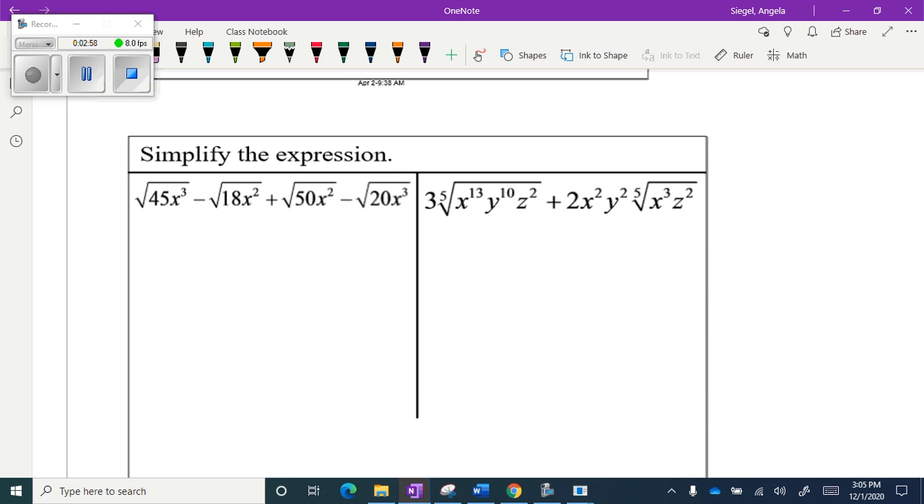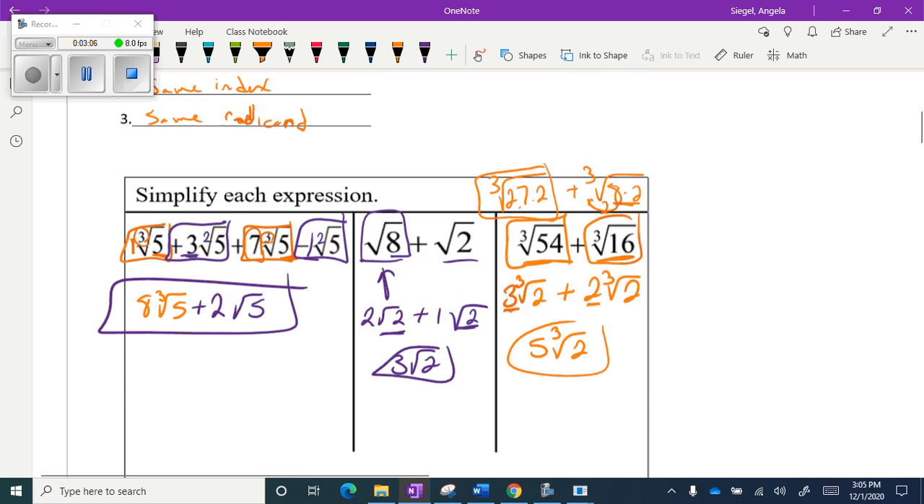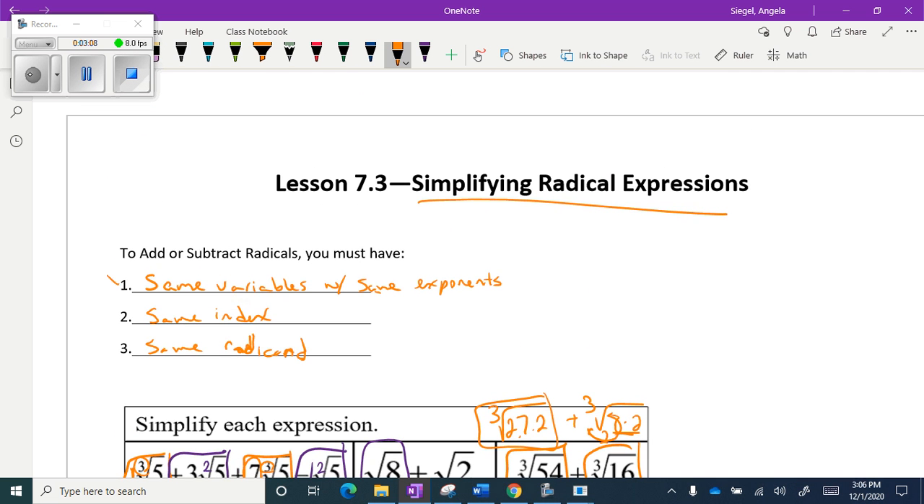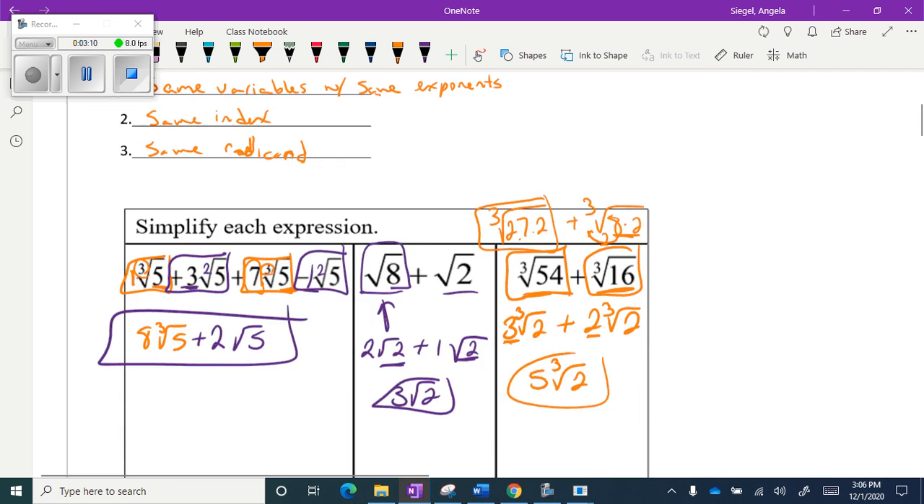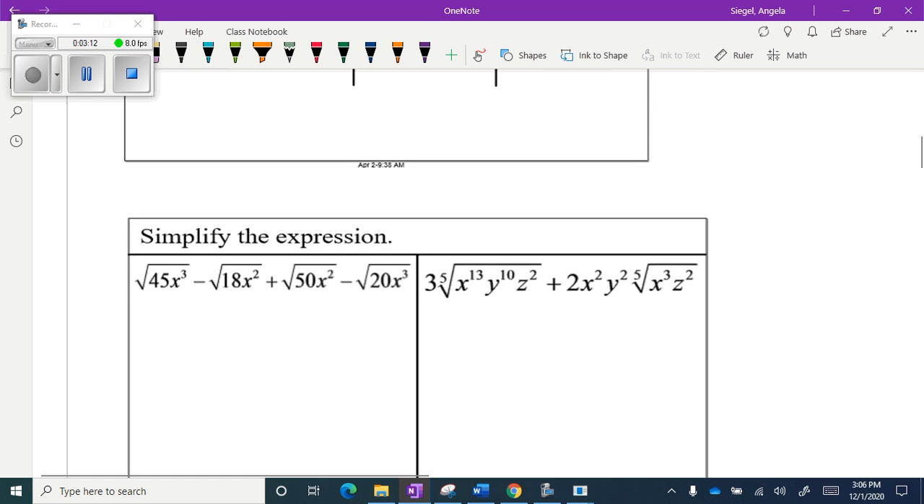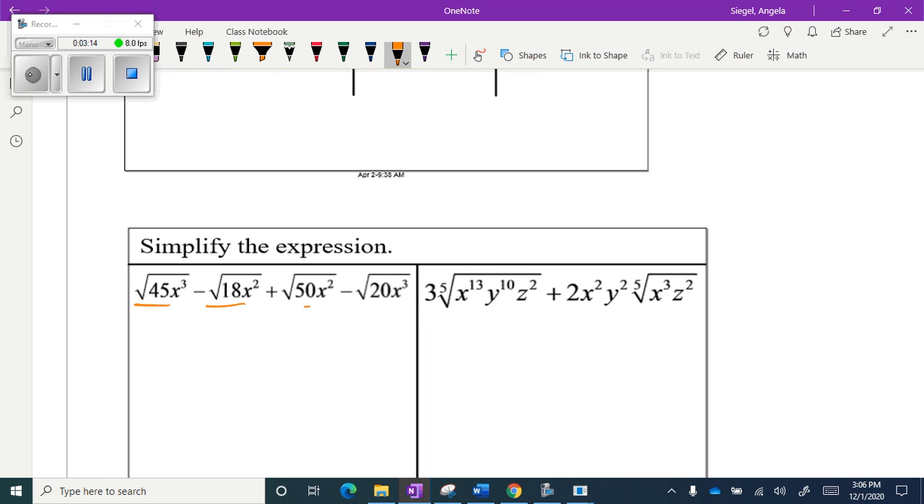Okay, so there's really nothing different here except we are incorporating the variables. And so again, with the setup here, if you have a variable, they have to have the same exponents as well. So what I'm going to do is simplify all 4 of these and see what I can combine. So go ahead and do that.